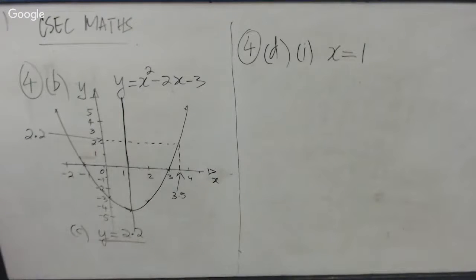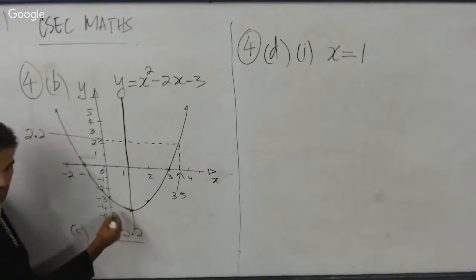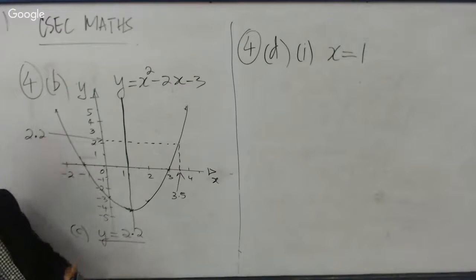x equals 1. What is the line of symmetry? It passes through this point, which is the minimum point. Right.